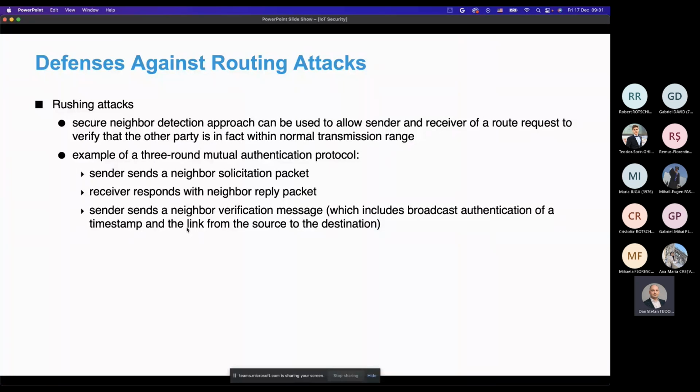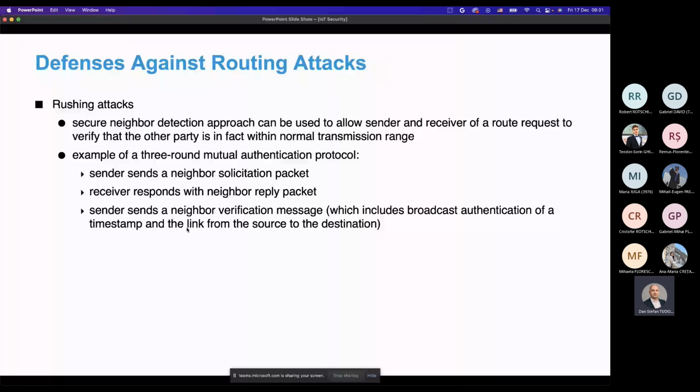There's also a secure neighbor detection approach that can be used to allow both the sender and the receiver of a route request to verify that the other party is in fact within the normal transmission range. So for example, a 3-round mutual authentication protocol with tight delay timing can be deployed in order to establish this.